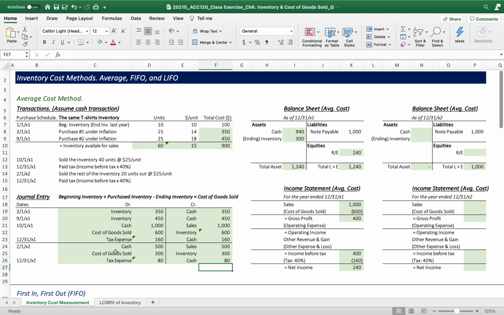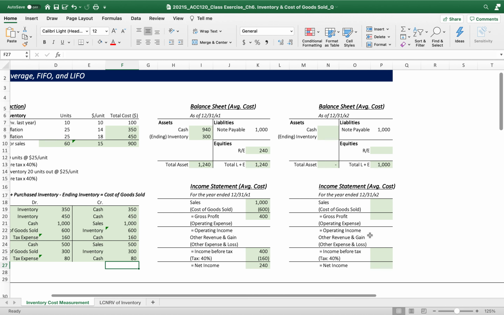Now let's record this transaction, this journal entry, into the balance sheet and income statement. This is one of the posting procedures, which is very important. Again, you have to keep in mind that the balance sheet accounts should be accumulated next year, because the balance sheet shows the balance as of December 31st, year 2, from the start of the business till now.